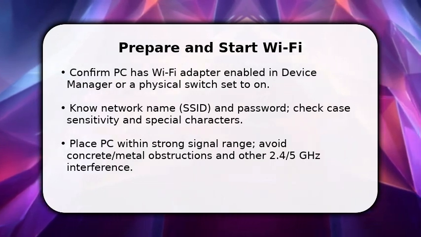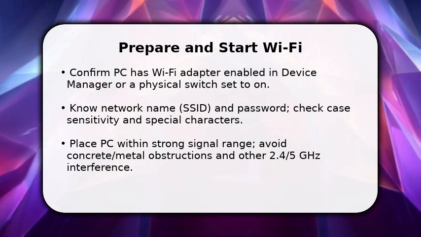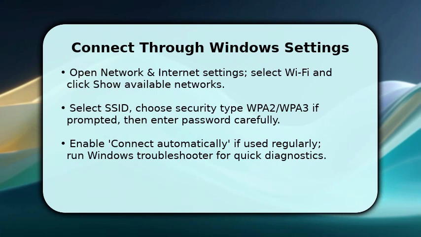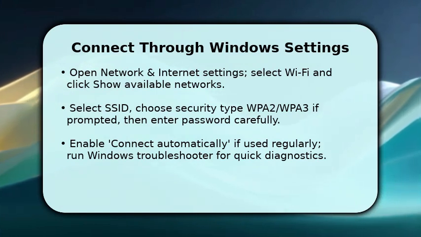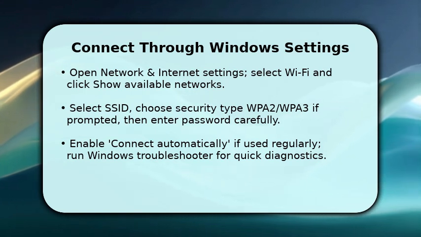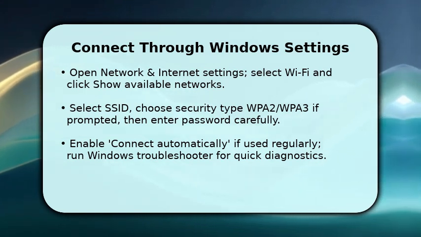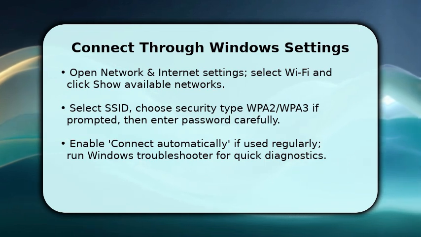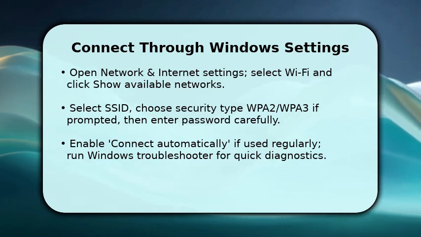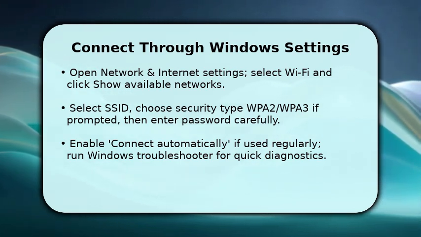Now connect via the operating system. You open Network and Internet settings, choose Wi-Fi, and view available networks so you can find the SSID you prepared. When you select it, pick the proper security mode. Most home networks use WPA2 or WPA3 and enter the password exactly, since one wrong character blocks access. Make sure to check Connect automatically for regular use.